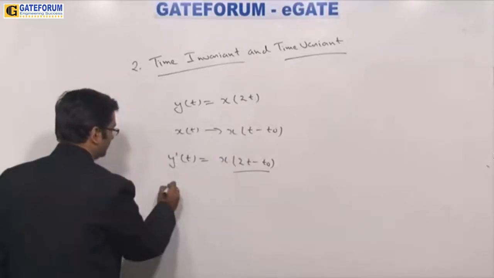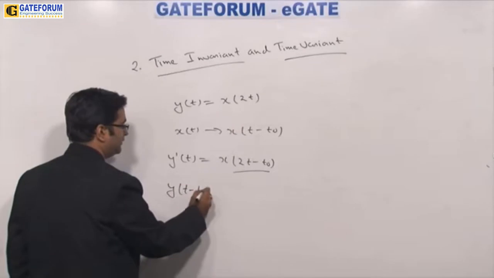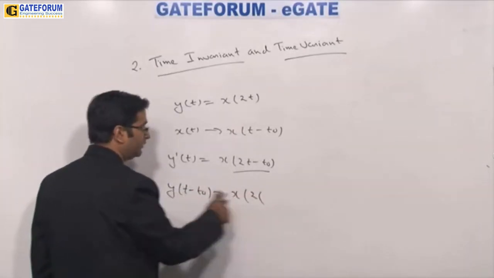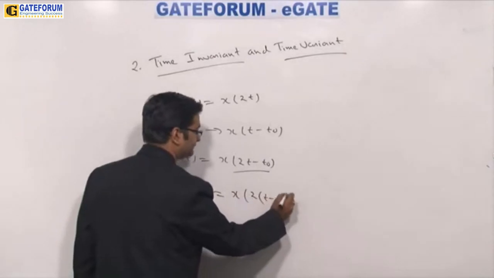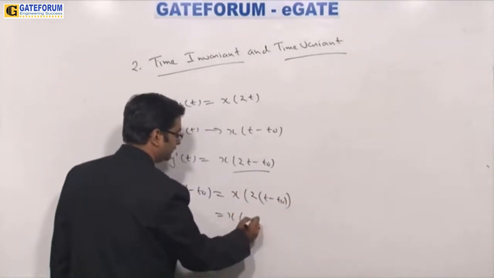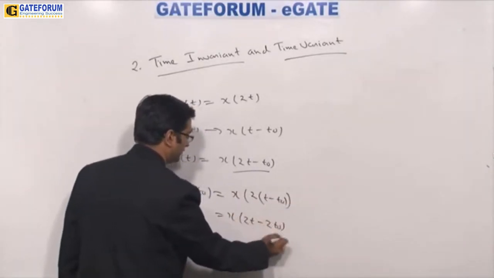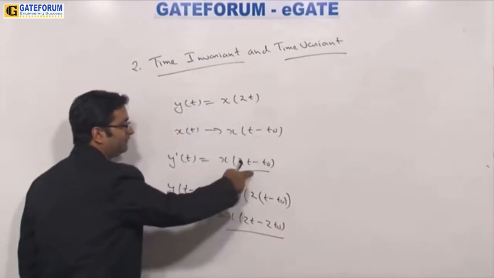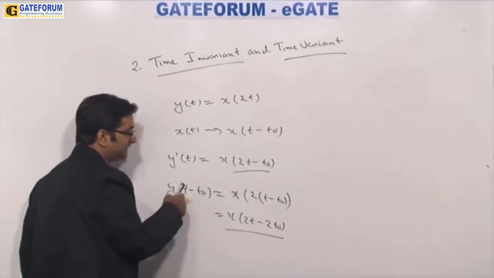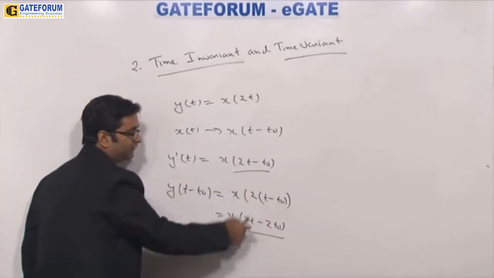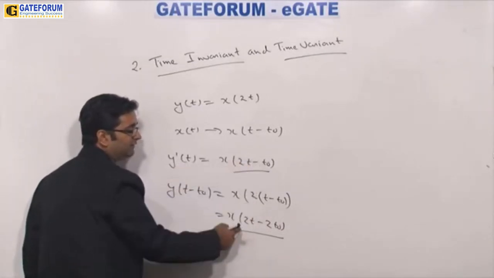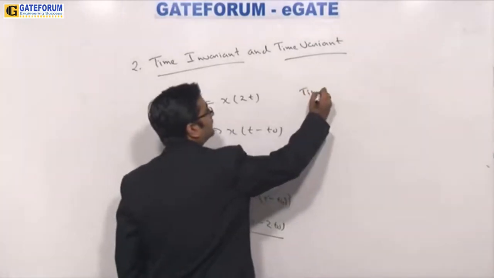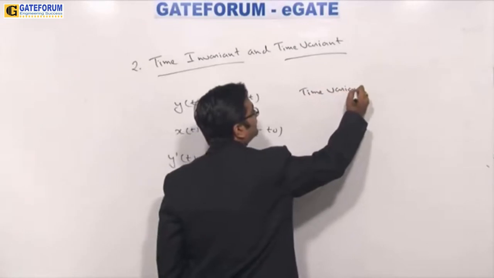Now, y(t minus t naught) is x(2) times t shifted by t naught, that is (t minus t naught), which becomes x(2t minus 2t naught). Now see this. y(t minus t naught) is this, y'(t) is this. By shifting the input, I am getting this. By shifting the output, I am getting this. Now both of these are different. This is 2t minus t naught and this is 2t minus 2t naught. Hence the system is time variant.